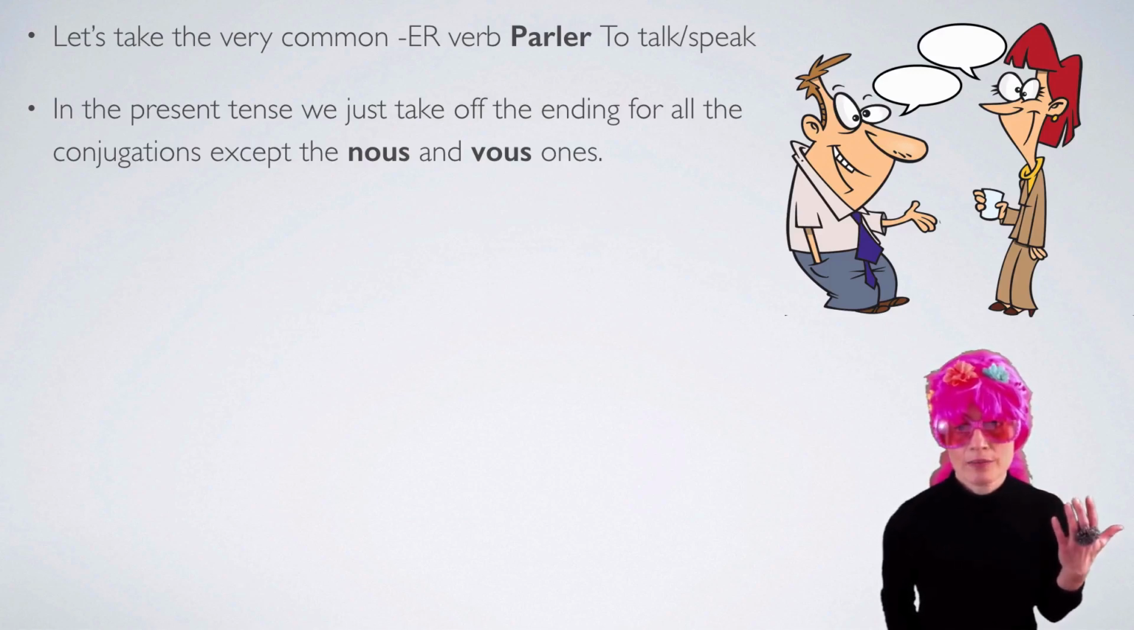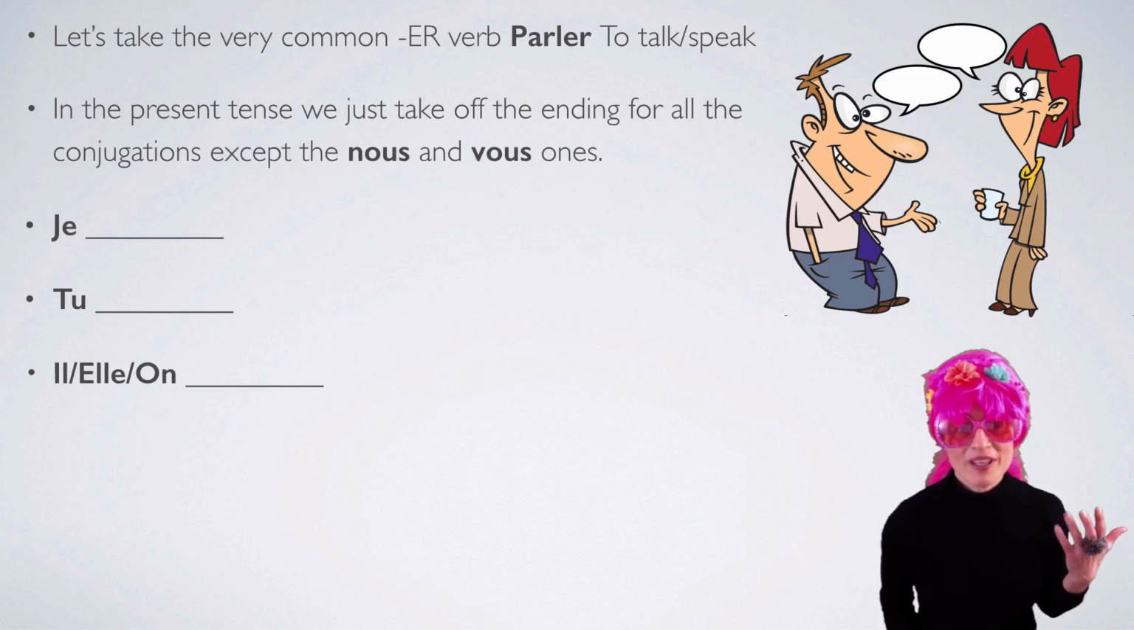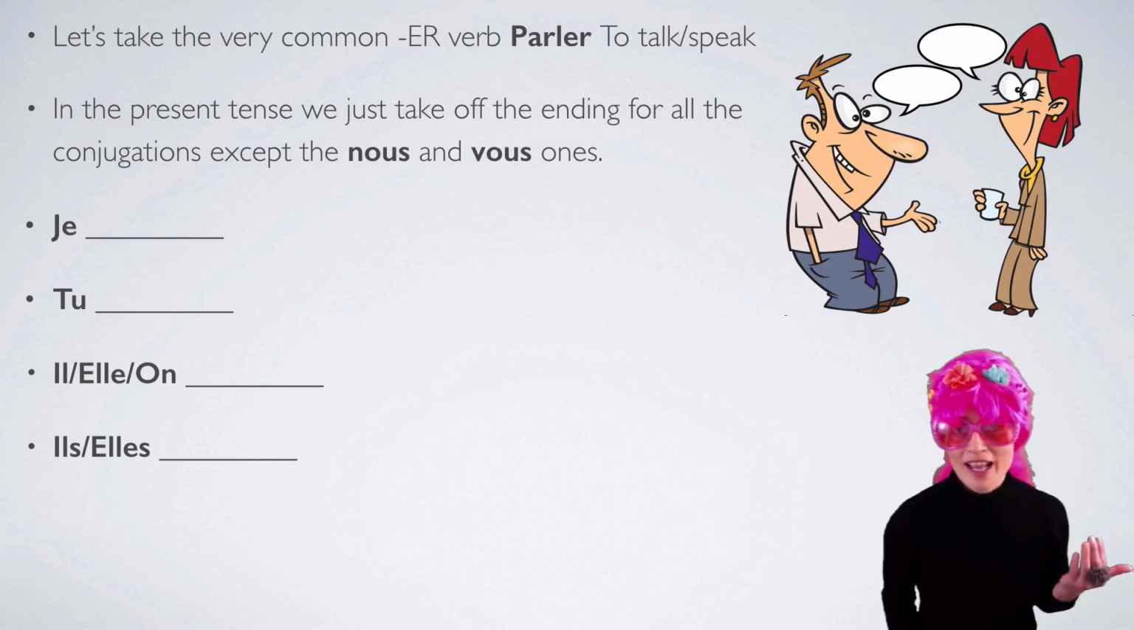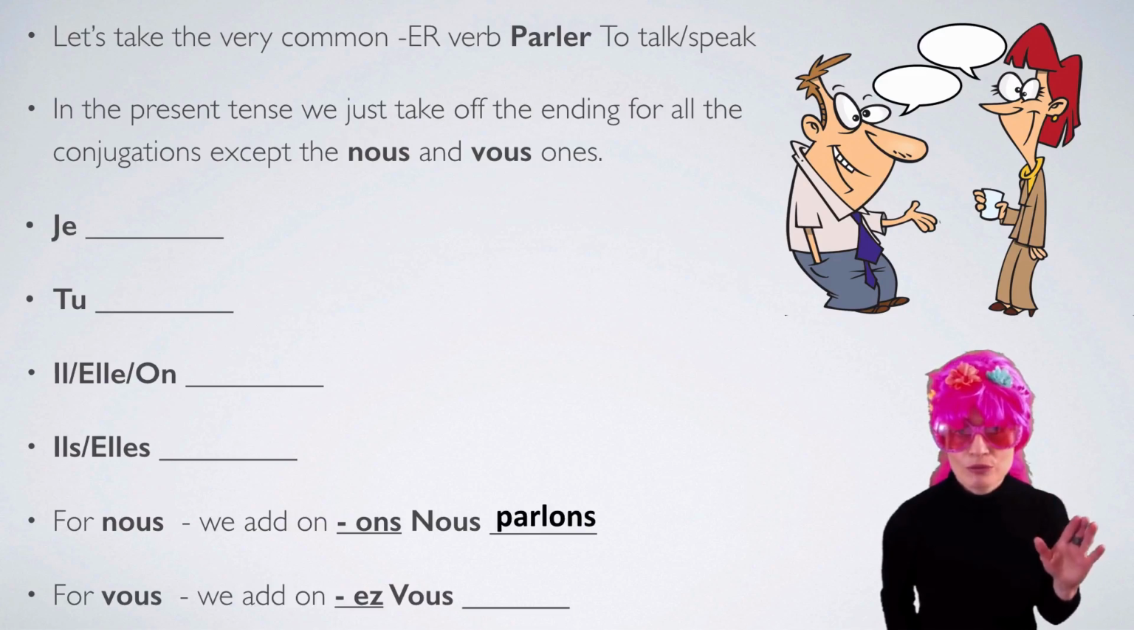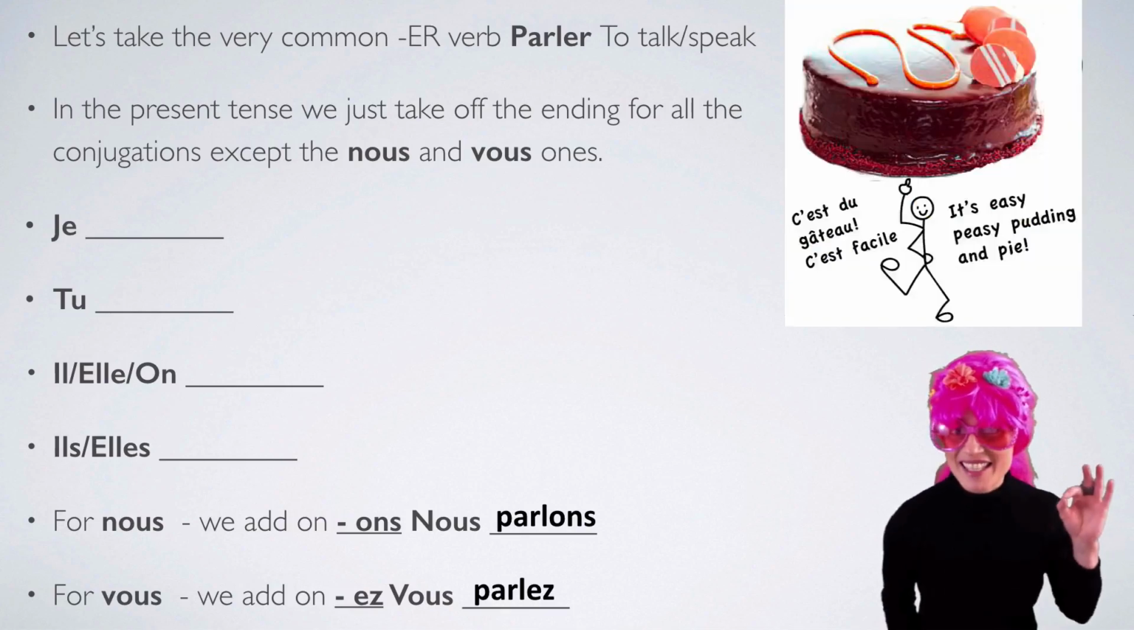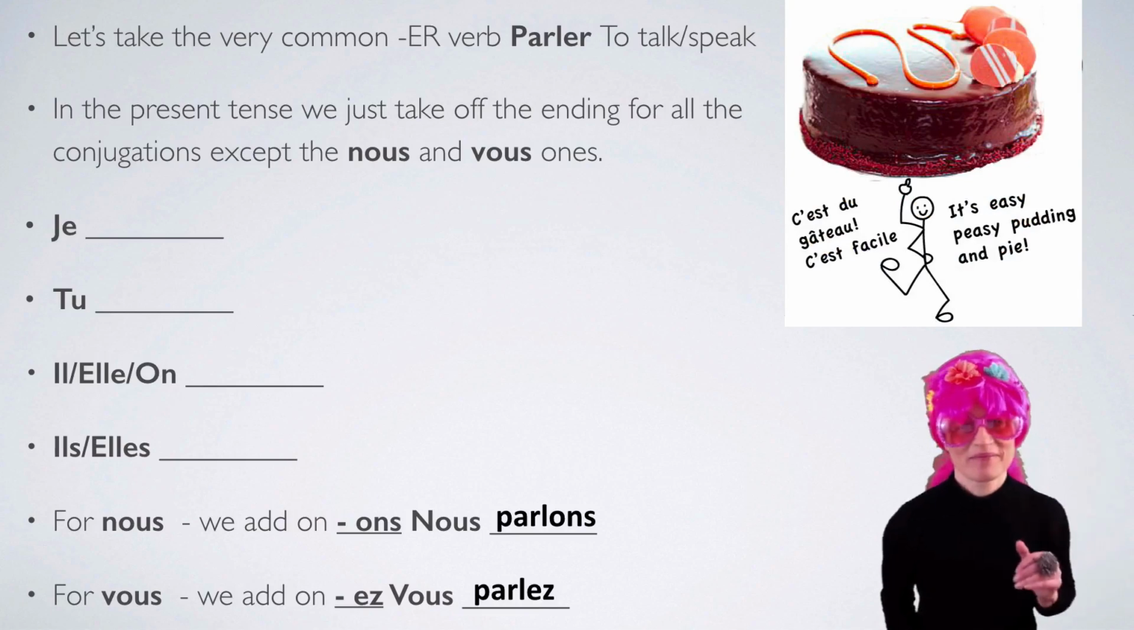You're left with parle. Je parle. Tu parles. Il, elle, on parle. Il and elle, as in they, parle. All those four sound exactly the same. Parle in the present tense. For nous, we add on ONS for every single verb. So it's nous parlons. For vous, we add an EZ, and that's for the majority of verbs. So it's vous parlez. Easy, hey? Facile, c'est du gâteau, it's a piece of cake.